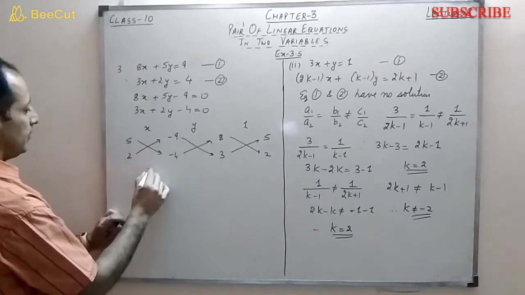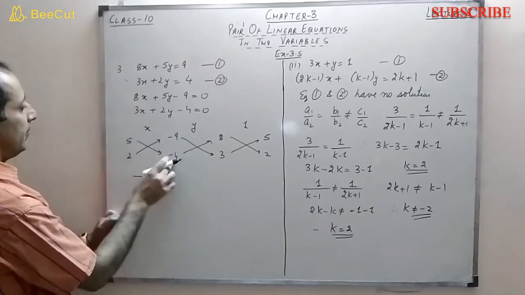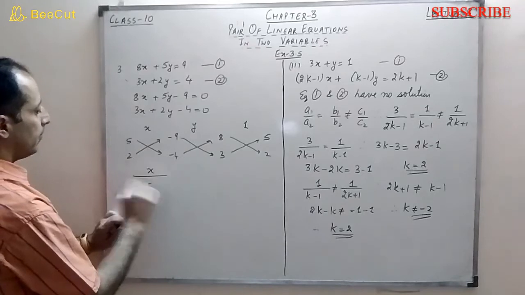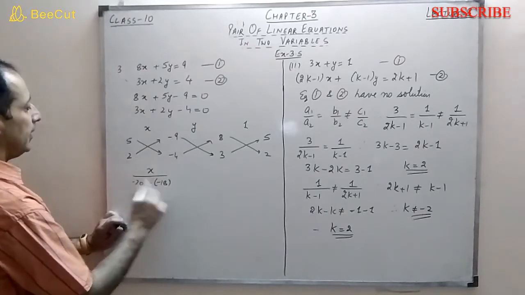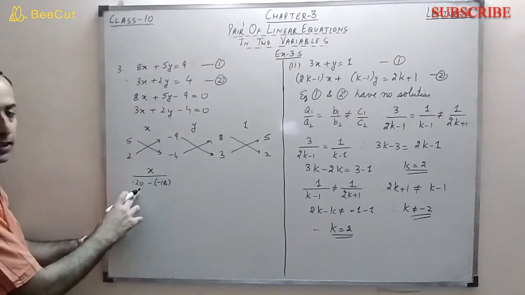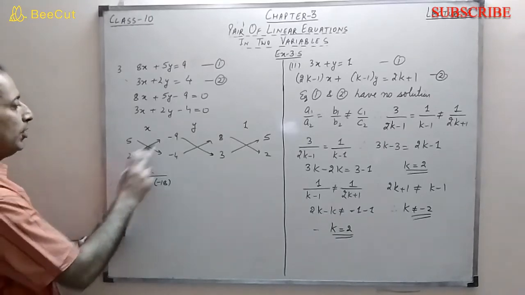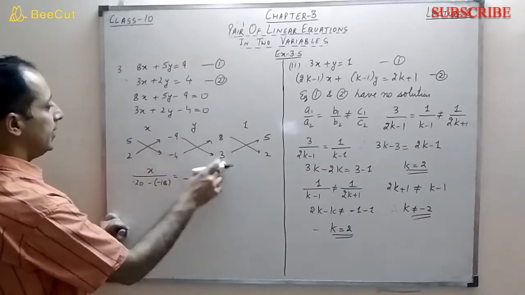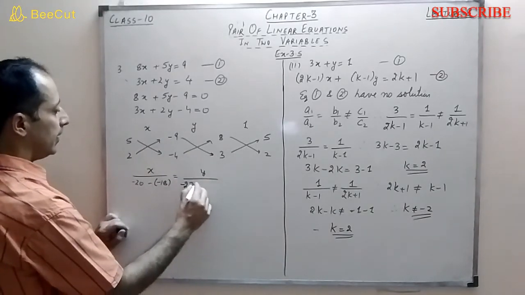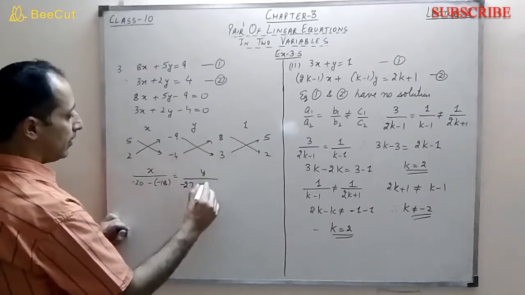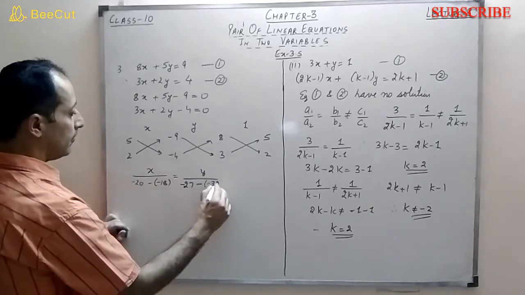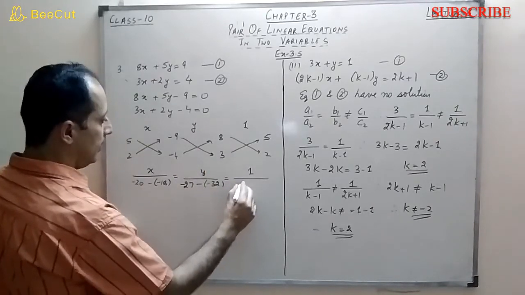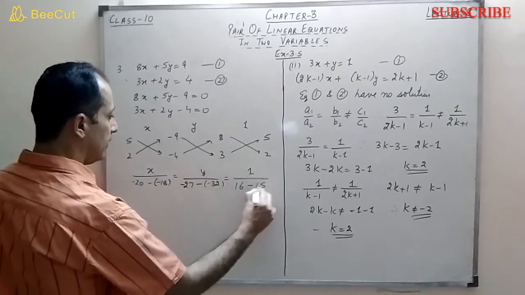Now I write x upon 5 into minus 4, this is minus 20, and then a compulsory minus, then 2 into minus 9 is minus 18. That is equal to y upon minus 9 into 3 is minus 27, then a compulsory negative, minus 4 into 8 is minus 32, and then we have 1 upon 40 minus 15.